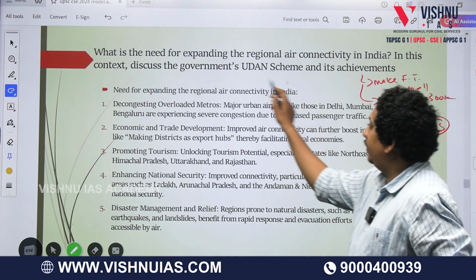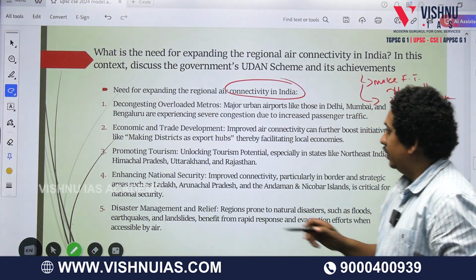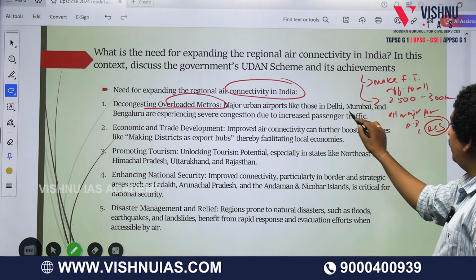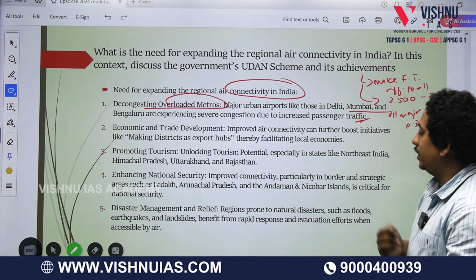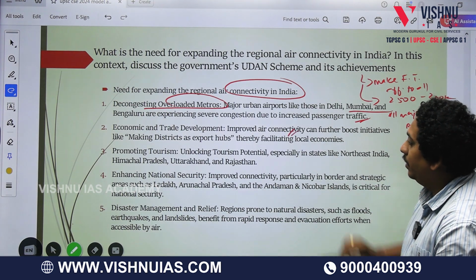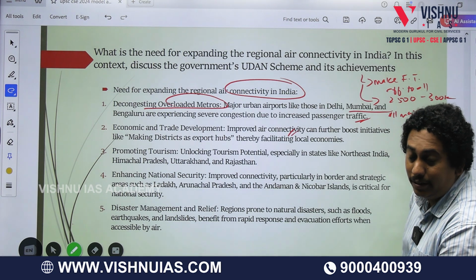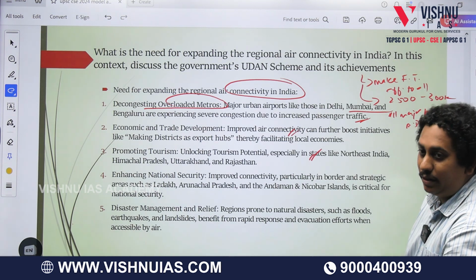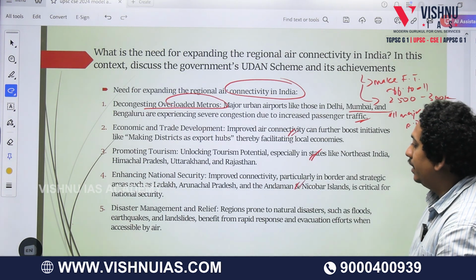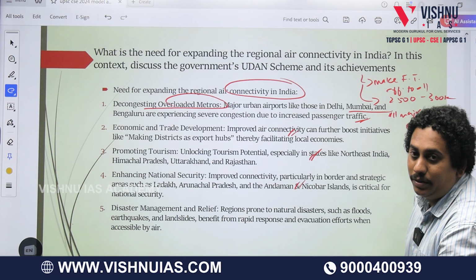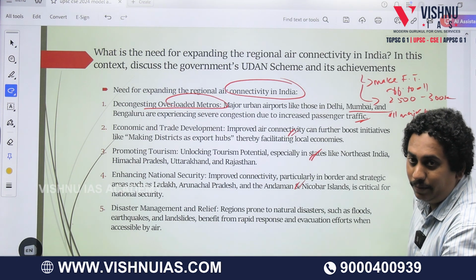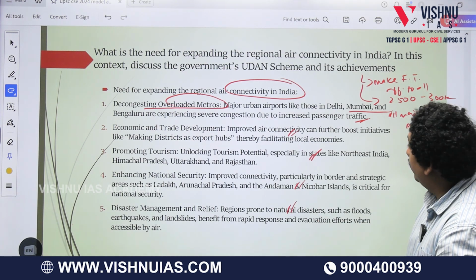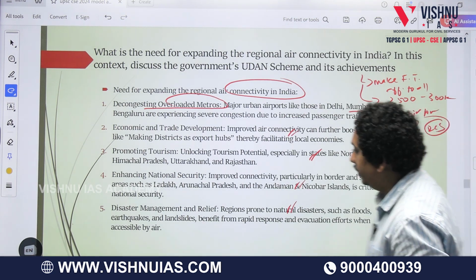Why do we need to expand regional connectivity? First, decongesting overloaded metros. Okay, major urban areas like Mumbai, Hyderabad, Delhi are experiencing this problem. Economic and trade development: when an airport comes, that city will definitely get an economic push. Tourism promotion can also happen. Enhancing national security: wherever we have airports, naturally we can use them for the army, defense and air force. Disaster management can be simplified when we have airlines. All this you could have mentioned.